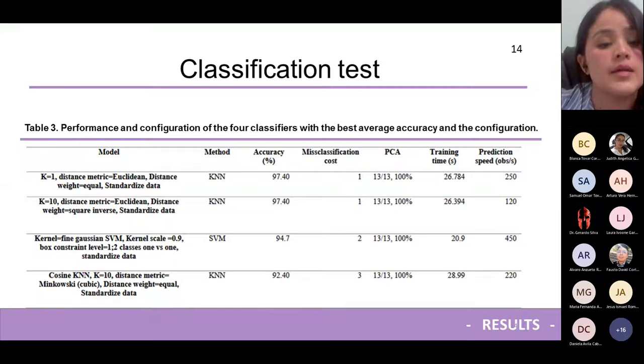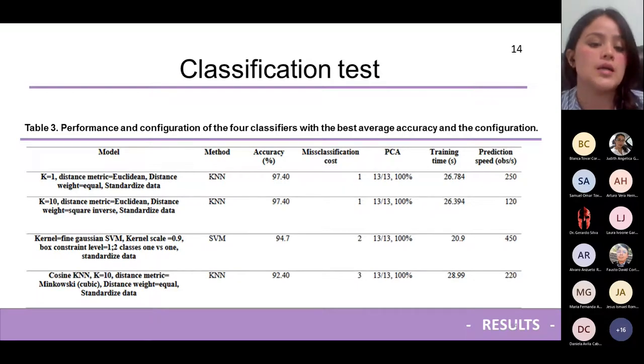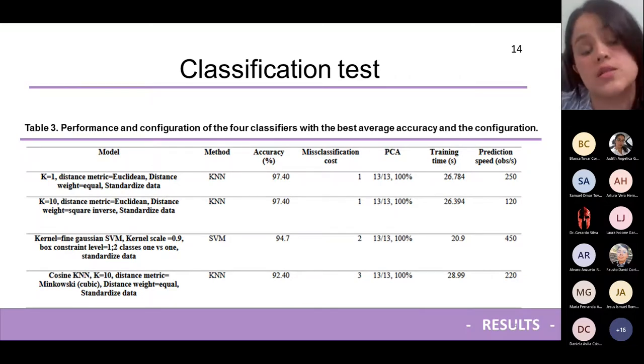And the next table presents the results of the four classifiers with the best performance in terms of accuracy. K-nearest neighbors presented an accuracy of 97%, although when tested, an average accuracy of 92.1% was obtained at the best combination, but the high cost in response time and training time must be considered. Despite the high percentage of precision, the prediction speed of 250 observations per second, being an application that requires working online, it was decided to use the backpropagation neural network.